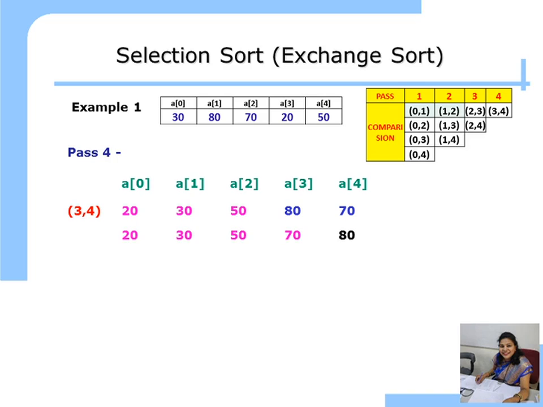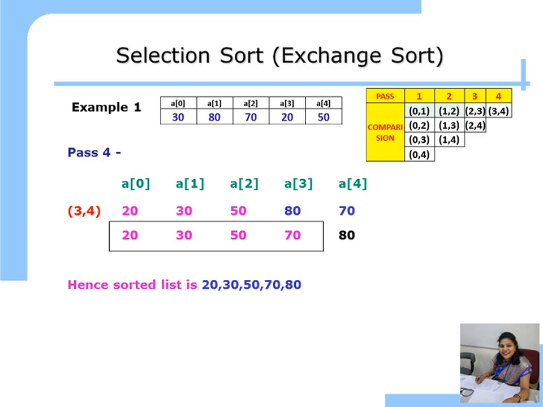Since this is the end of pass 4, the fourth smallest element gets placed at the third location, A of 3. So 70 gets placed at A of 3. So now we have the sorted elements 20, 30, 50, 70 and the unsorted one is 80. As the unsorted element is only one, it is actually sorted. That's why your sorted list is 20, 30, 50, 70 and 80.